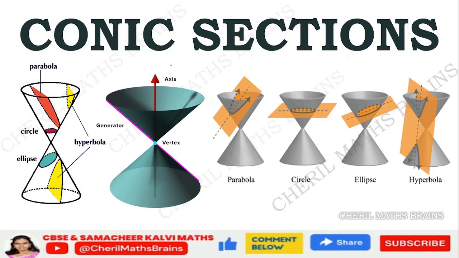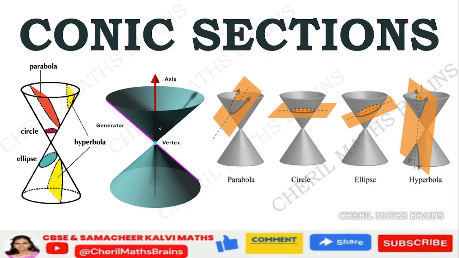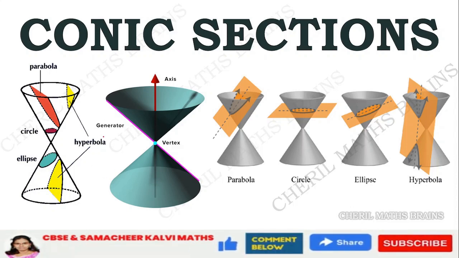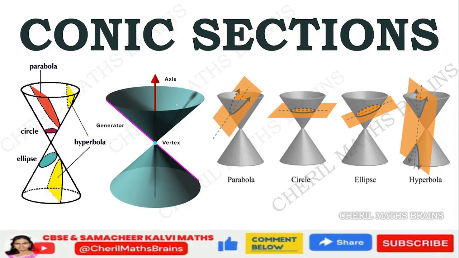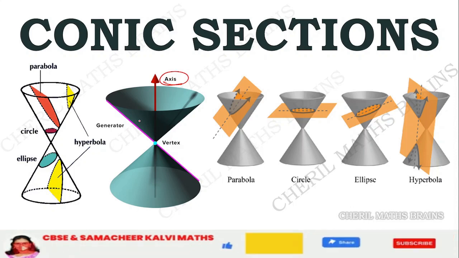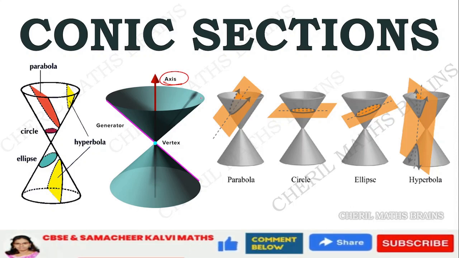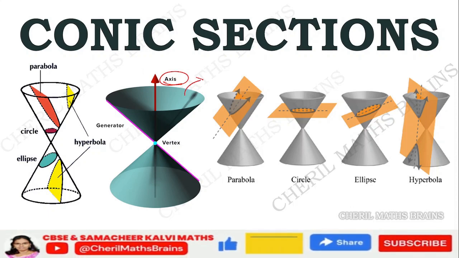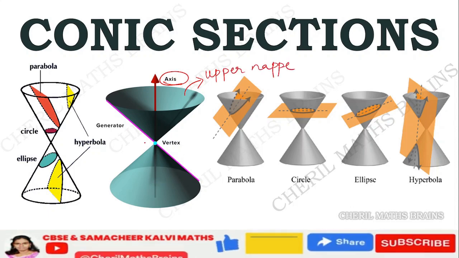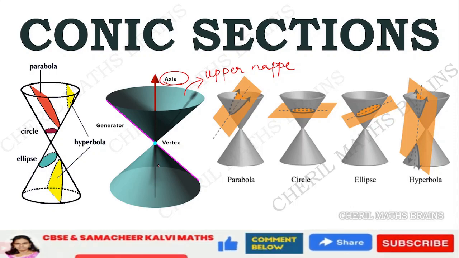So we learnt how we get the conic sections, that is, how we take a double-napped cone and cut it so that we get a parabola, a circle, an ellipse or a hyperbola. We learned about the axis and the generator, which moves around the axis, and that we get two napes here. This one is called the upper nape and the one below is called the lower nape. So all that we learnt previously.